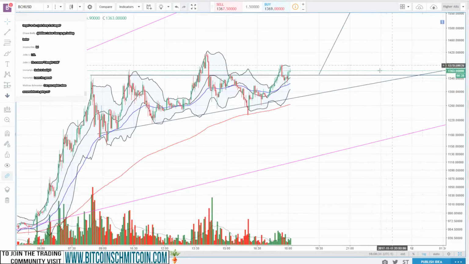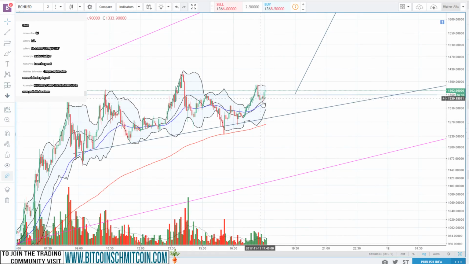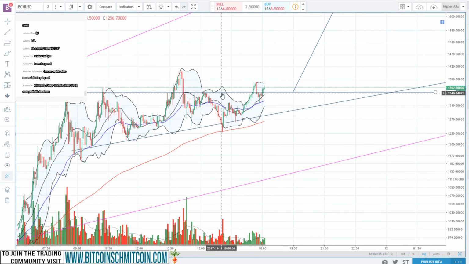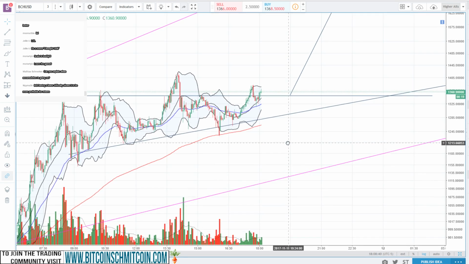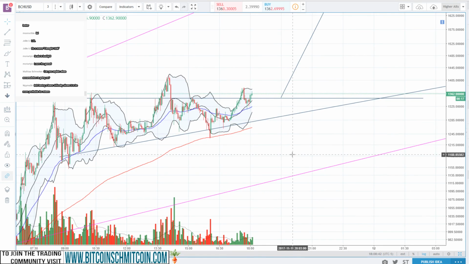All right, so volume's picking back up. It was a retest of the breakout period. We'll see what happens. We're making moves upward, so.